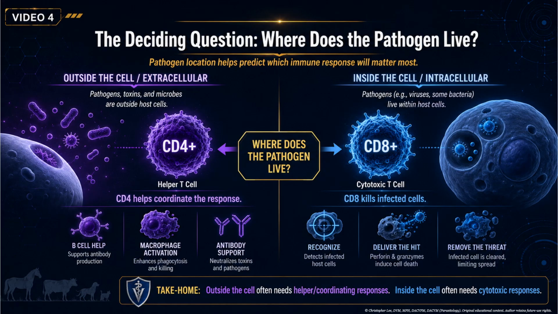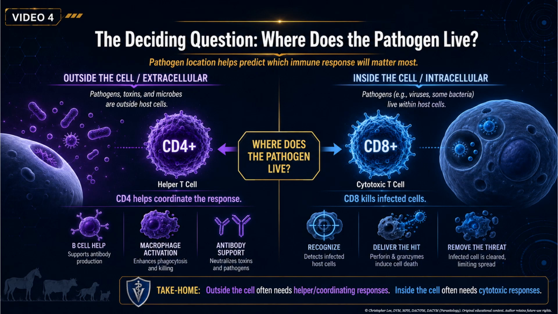If the pathogen is inside a host, especially in the cytosol, then CD8 cytotoxic T cells become very important. They can recognize infected host cells displaying peptides on MHC class 1 and help eliminate those infected cells. If the pathogen is outside host cells, then CD8 killing is not usually the right tool. Extracellular bacteria, parasites, toxins, and free viral particles are better handled by antibodies, phagocytes, and CD4 helper T cell coordination.